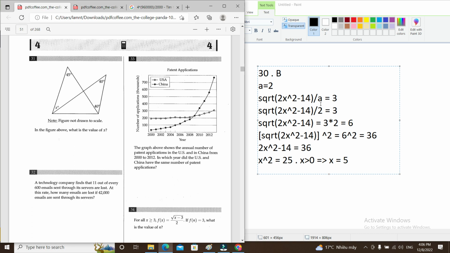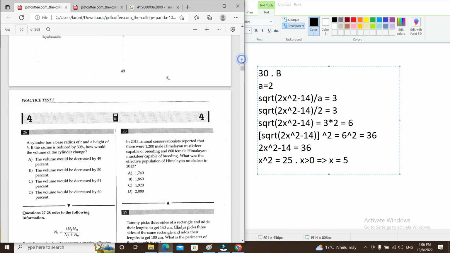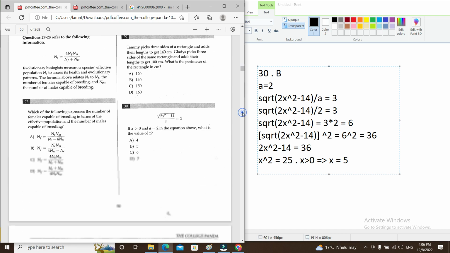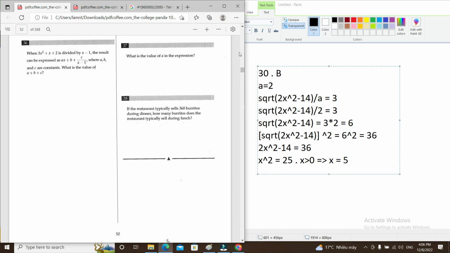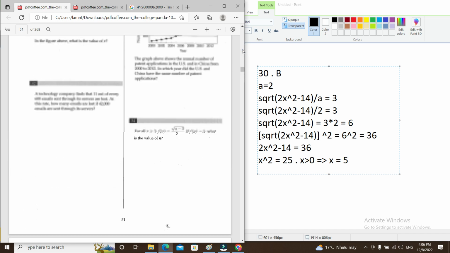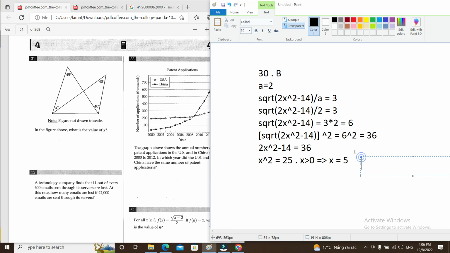This is test number 3, section 4, and I believe it is from question 31 to 38. Okay, so let's do number 31. So they ask us about the value of the angle x in this case, number 31.